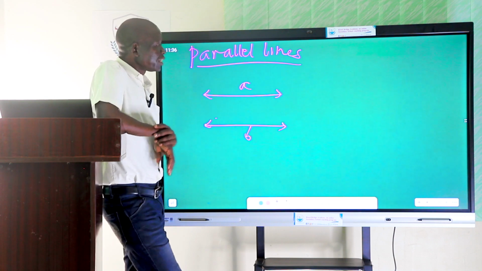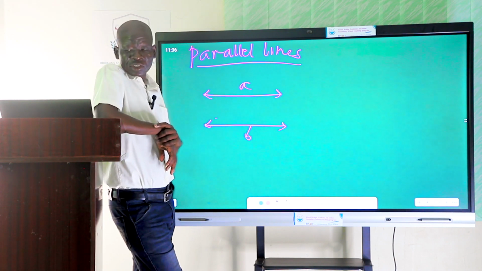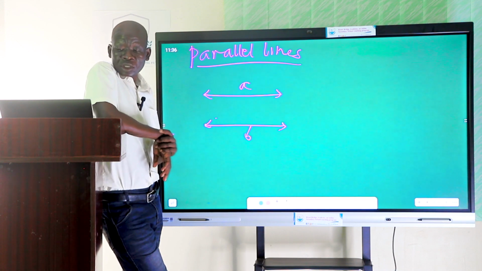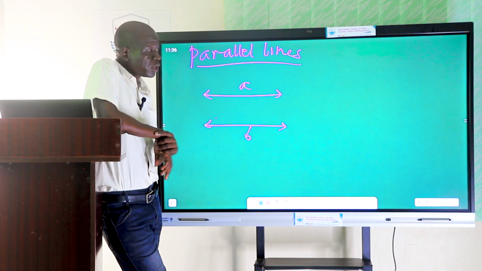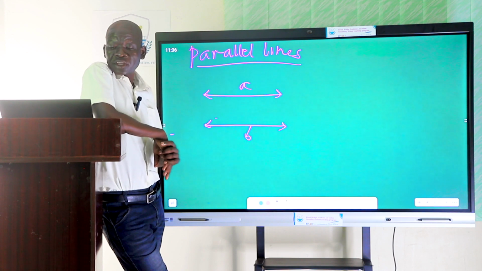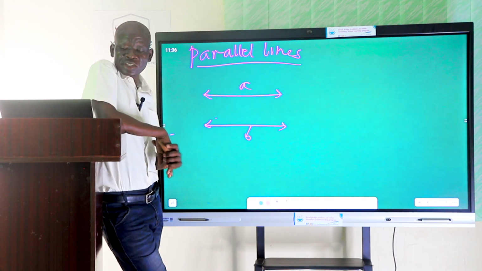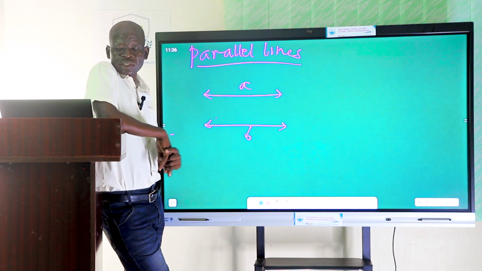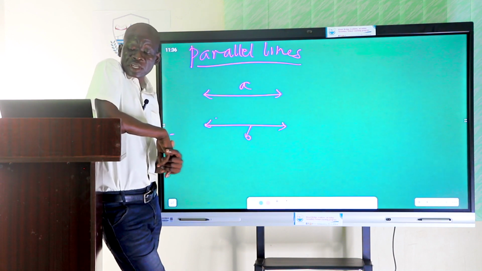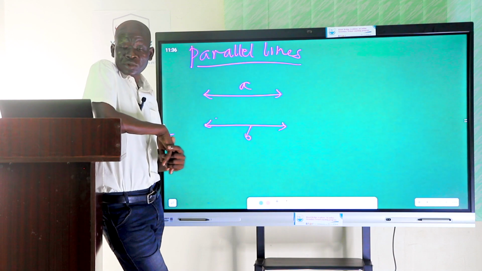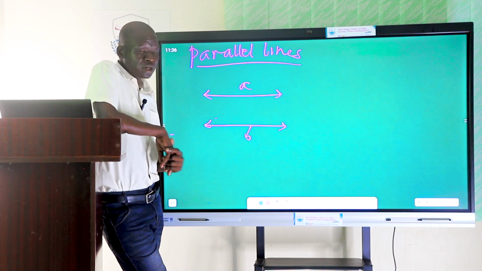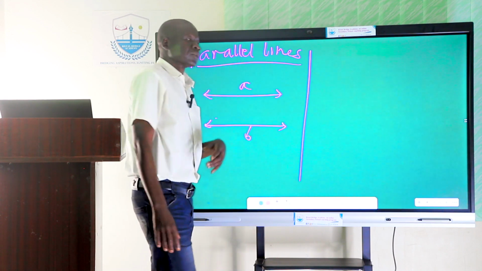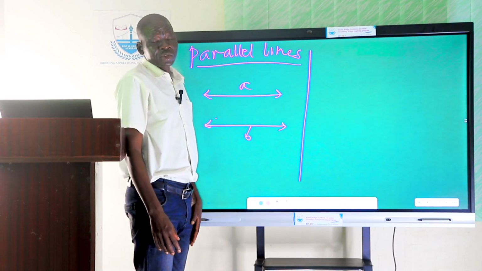So we can look at examples of parallel lines. These are, one, edges of a notebook. Then another one, sides of a rectangular window are parallel lines. We are talking about edges of a notebook.